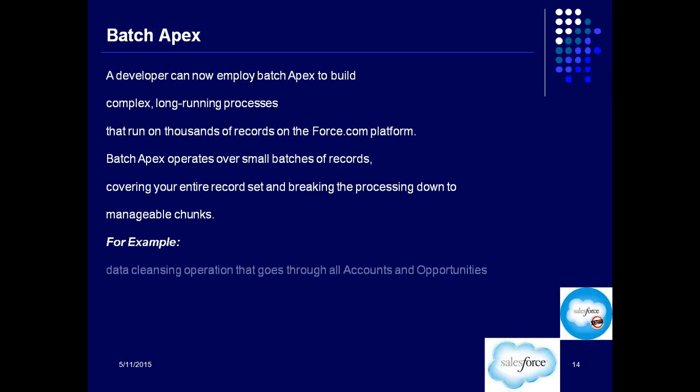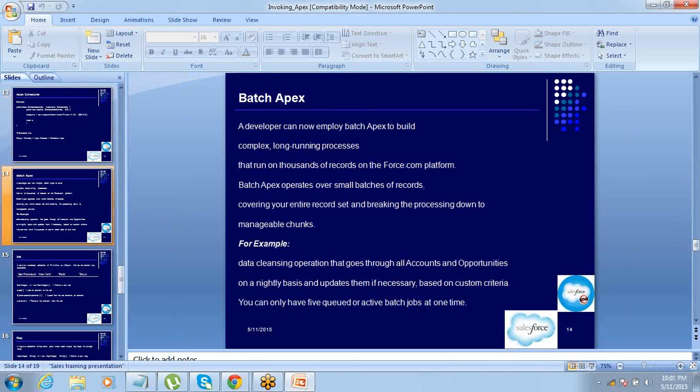For example, a data cleansing operation that goes through all accounts and all opportunities. Let's say you want to perform a data cleansing activity on all the accounts, and you don't want to do that in one process. You just forming a big Apex operation in small chunks of records. All right.